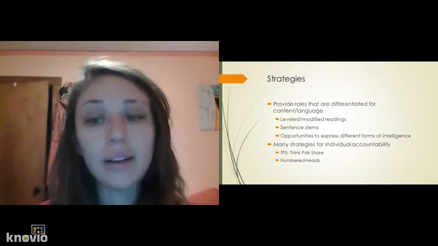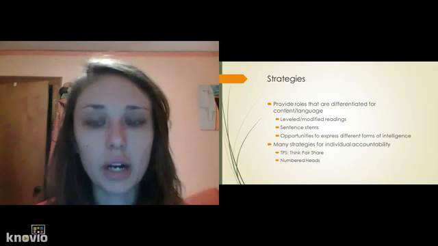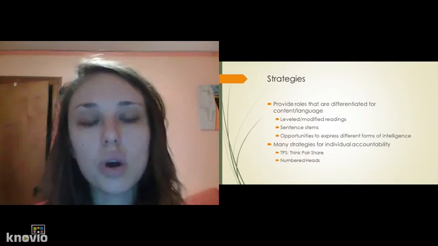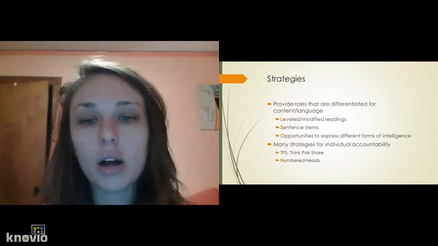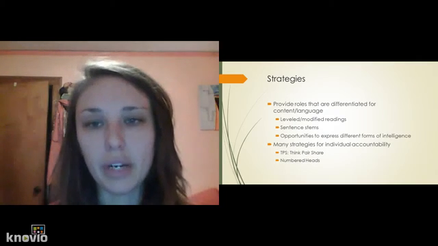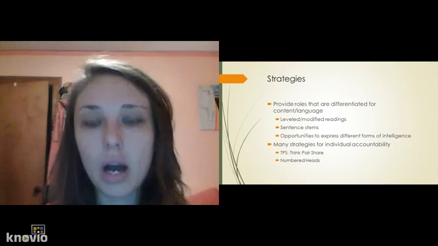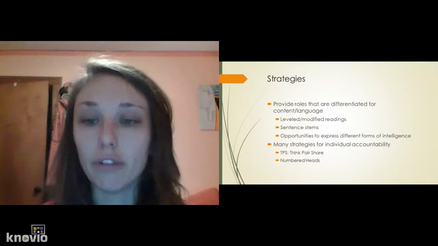So there's a lot of strategies that can be used in cooperative learning. I'm just going to touch on a couple of ideas and things that could be used. So you can definitely provide roles that are differentiated for content and for language. So you could do this by providing leveled or modified readings or other resources that are somehow accommodated for students based on their background knowledge, based on their level of English.